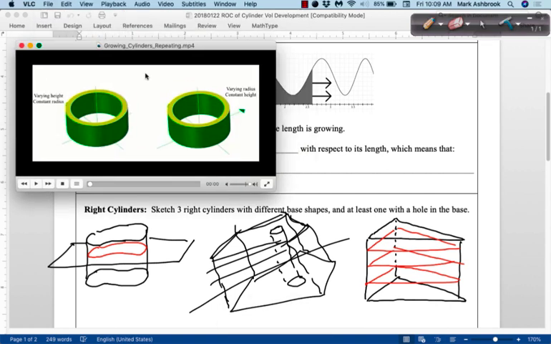Do you see that those are right cylinders? They're circular and they have a hole in them. These are the types of right cylinders that we're going to use to fill up empty shells, and then we're going to track the accumulation of volume of those cylinders as they fill up the empty shell.